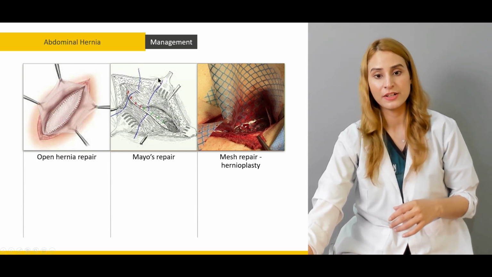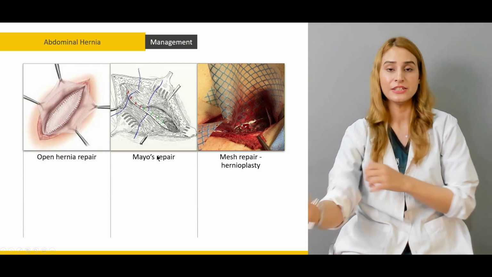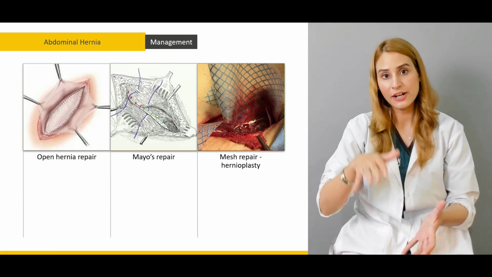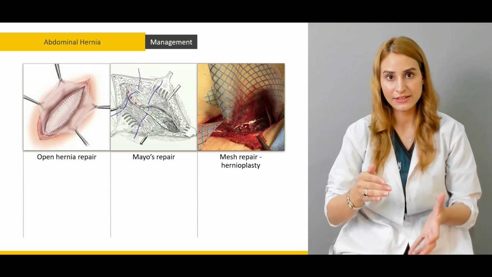In the Mayo's repair, what you do is form two layers basically from the anterior rectus sheath.